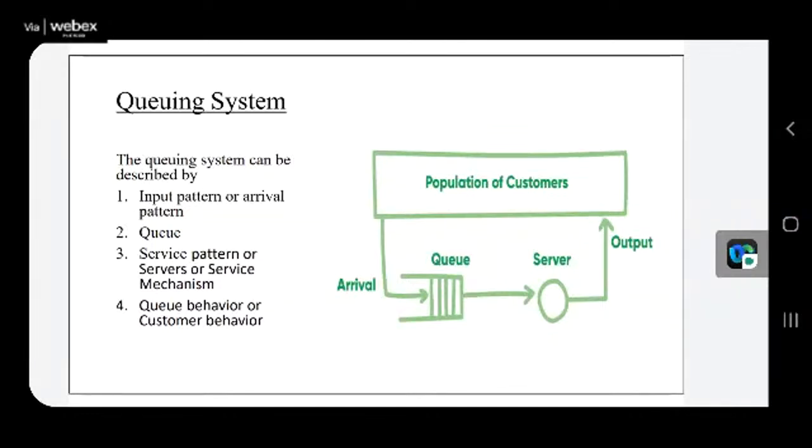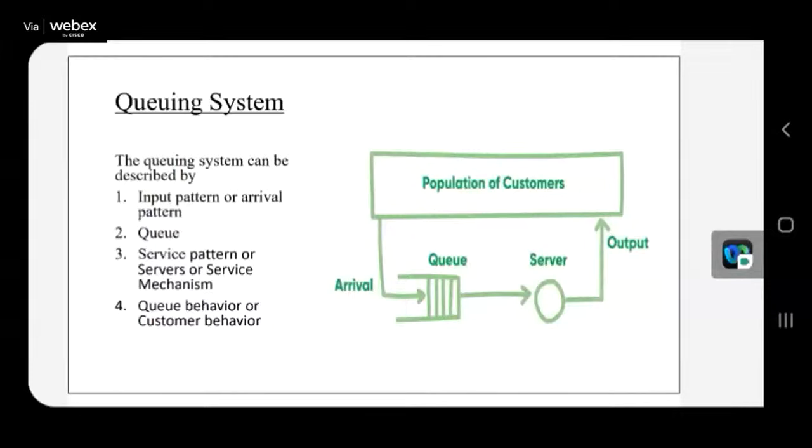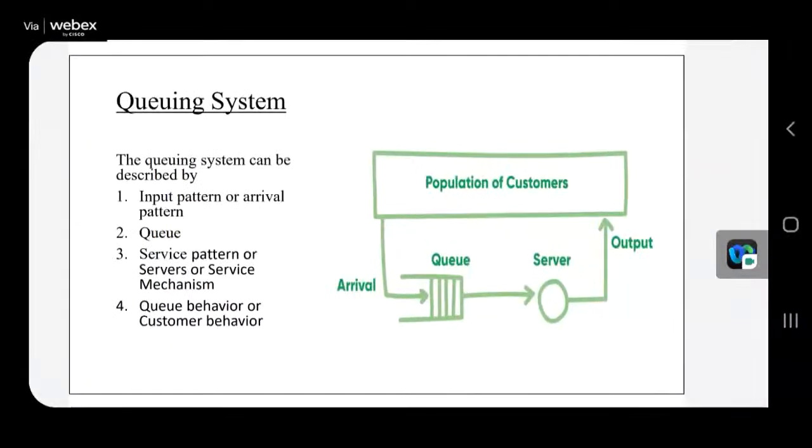A customer who has the intention to take service from the server will come and join the queue system. That is called the input pattern, or arrival pattern. Next is the queue. If more customers want service from a server, a queue is formed. Next we have the service pattern, or service mechanism. There are different mechanisms in which the server treats the queue, which I'll explain in the coming slides.